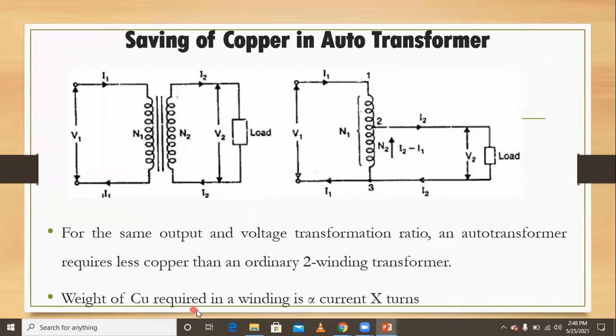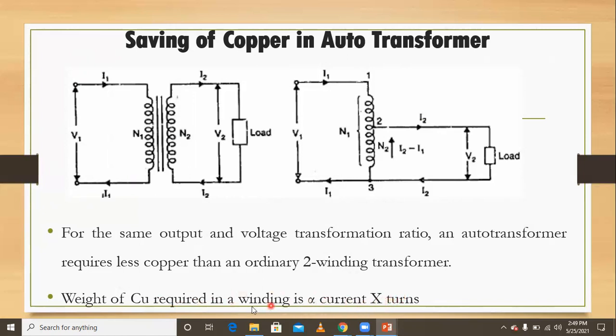The weight of copper required in a winding is proportional to the current into turns. So the weight of copper in an auto transformer winding is proportional to the current and turns. Understood? If the number of turns is increasing, more copper is required. That's why the weight of copper is proportional to the number of turns.